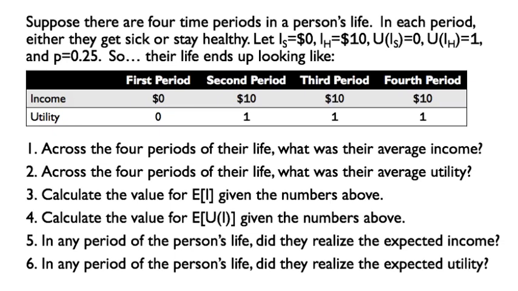Next question is just yes or no. The question is, in any period of their life, did the person actually realize the expected income that you calculated? And the final question is, in any period of the person's life, did they actually realize the expected utility that you calculated? So for the last 2 questions, again, it's just a yes or no that you need to respond with. Once you have those questions answered, that is it for the day.